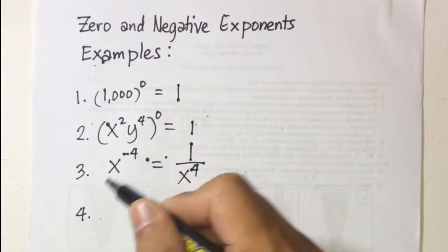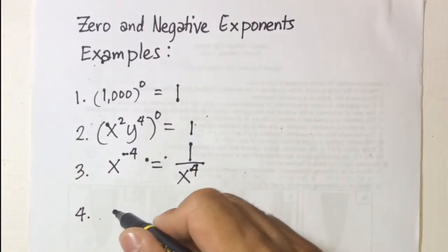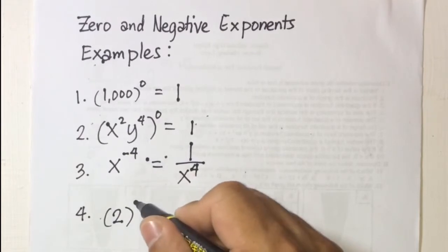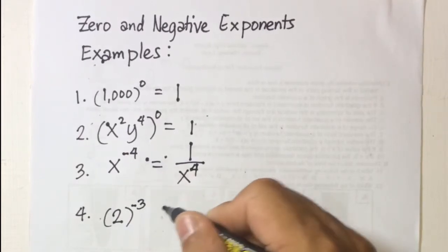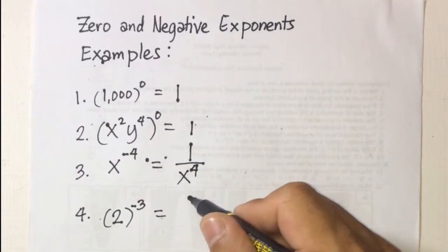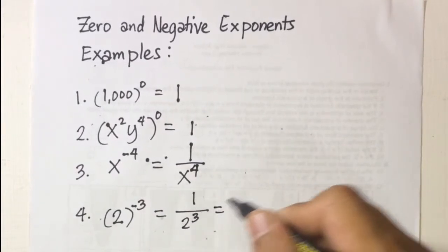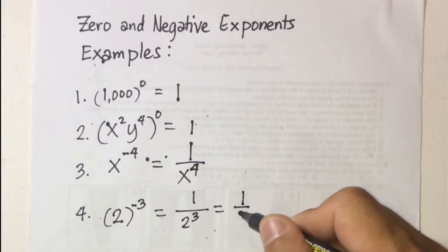Number 4. Let's have 2 to the power of negative 3. So 2 to the power of negative 3, this is 1 over 2 cube. And 2 cube is 8, so you're going to have 1 over 8.